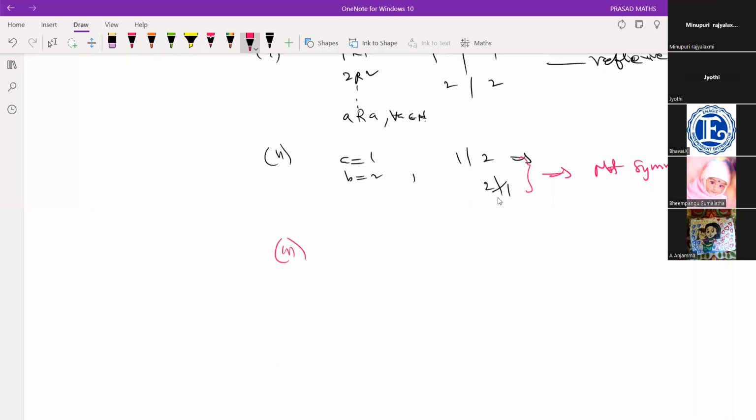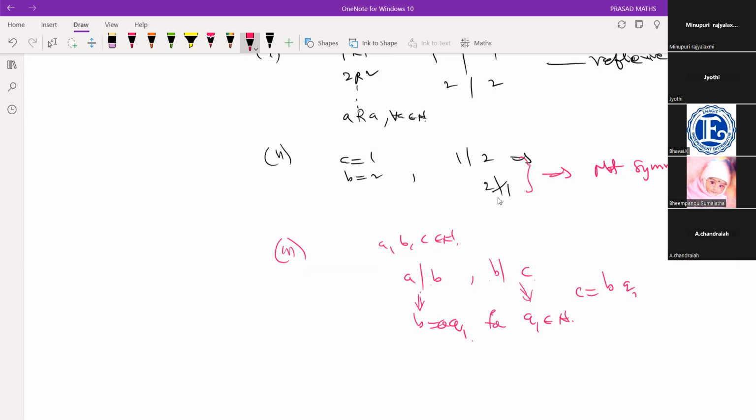So is it transitive? Yes, sir. Suppose we take any 3 natural numbers. A divides B is there, B divides C is there. So what is meant by A divides B? Automatically, B equals A q1 for some positive integer q1. And what is meant by B divides C? C equals B q2 for some positive integer q2.